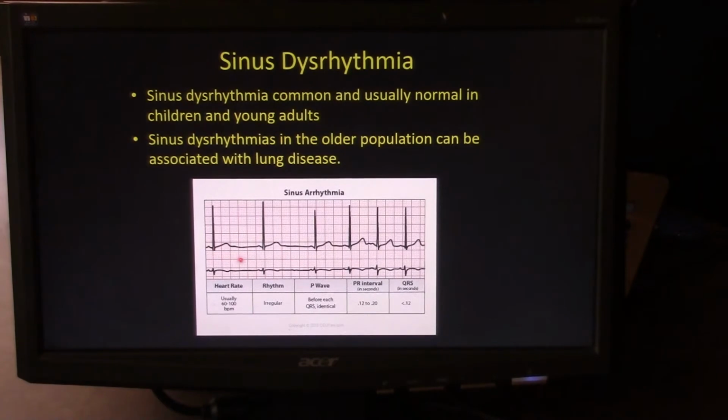Here you'll see normal sinus rhythm, and then you see a variation. And then again, if you see an increase in heart rate when the patient inspires, and a decrease when they exhale, then that is respiratory in origin.